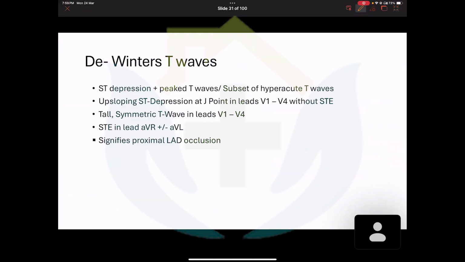And yes, De Winter T waves. What are De Winter T waves? De Winter T waves has got two parts. The first part is an ST segment depression. The second part is peaked T waves, or a subset of hyperacute T waves. Hyperacute T waves.